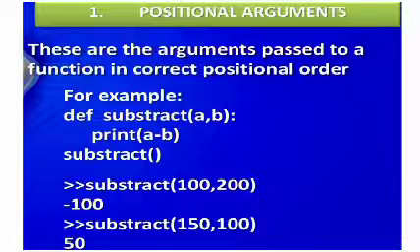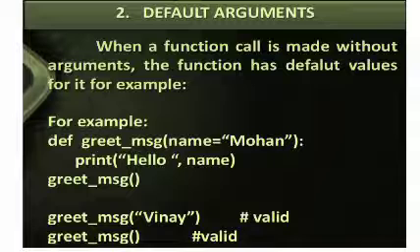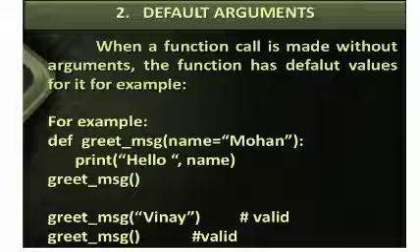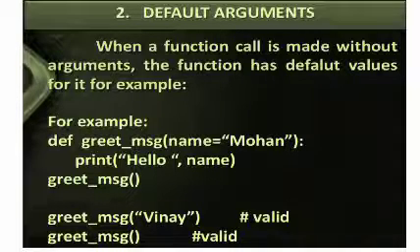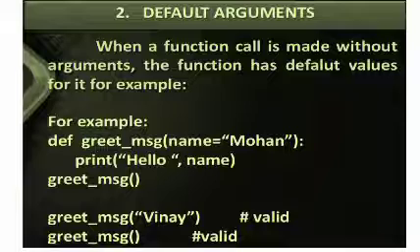When we call a function, the first value goes to the first argument and the second value goes to the second argument. This is called positional arguments, and the sequence of the arguments matters. Next, second, default arguments. When we define a function, we may assign a value to the variable at that time. This is called a default argument. When we call the function without passing any argument, it will accept the default value.